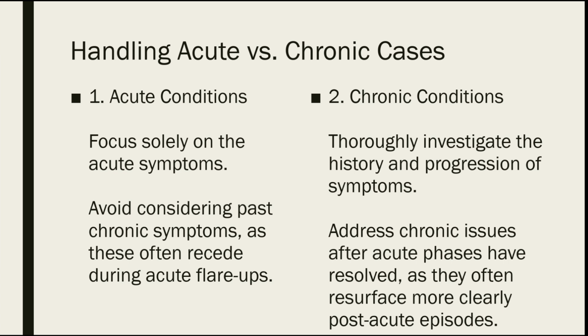We should know what symptom was the first symptom, what came next, and that will help us understand the progression of the symptoms. Then address chronic issues after acute phases have resolved, as they often resurface more clearly post acute episodes. So for all these things, you should learn anatomy, physiology, then pathology and practice of medicine thoroughly. Then only you will understand the progression of the disease.